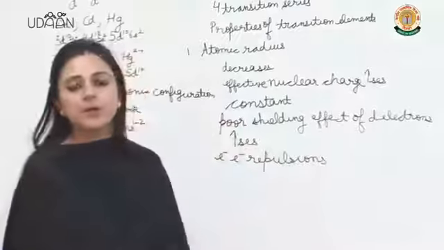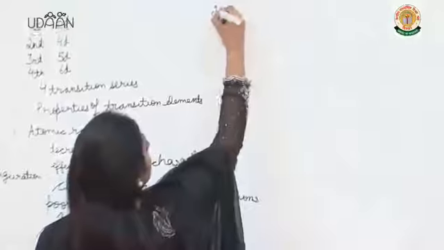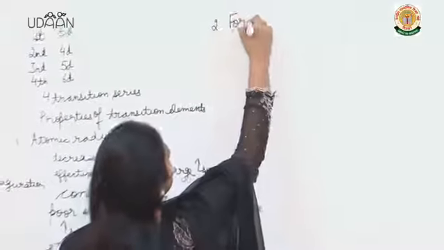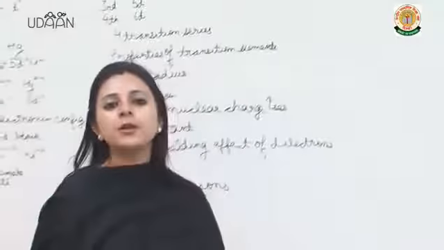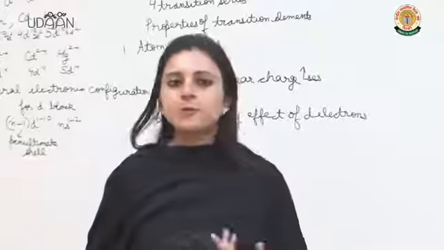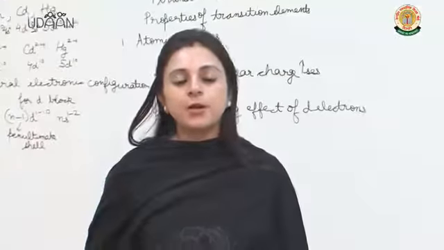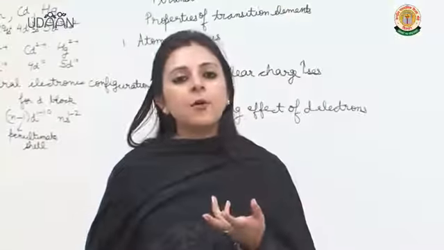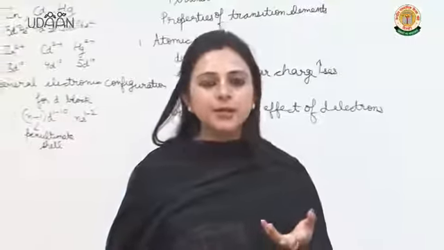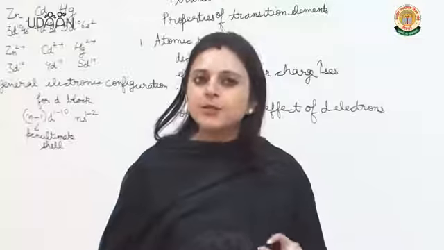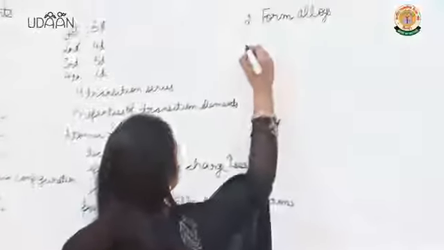Now what is the next property of a transition element? Let us say that they can form alloys. Now what is an alloy? An alloy is a homogeneous mixture of two metals. Why can transition elements form alloys? They can form alloys because they have almost similar size. So one atom can take the place of another atom in its crystal lattice, because of which they form alloys.